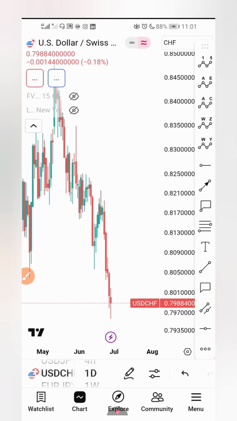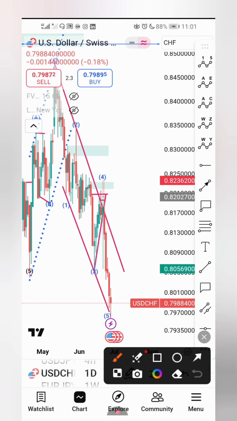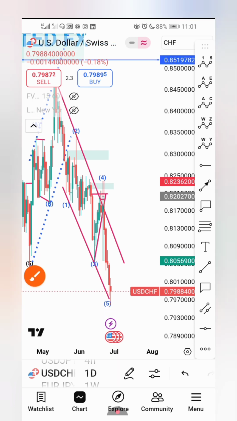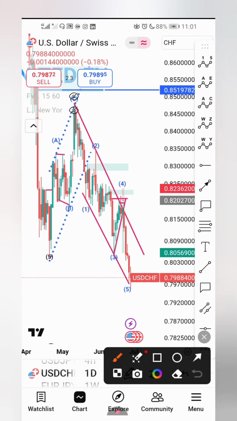This is a very good pair. This one played out perfectly. This is US dollar Swiss francs. It played out perfectly. Looking at it, can you see that? It played out very perfectly. Look at it now. Very perfect. This is 1, this is 2, this is 3, this is 4, and this is 5.